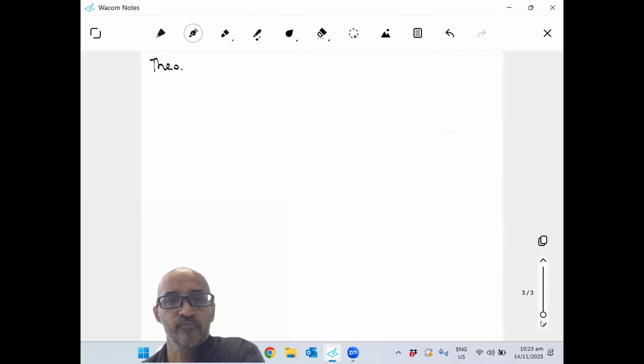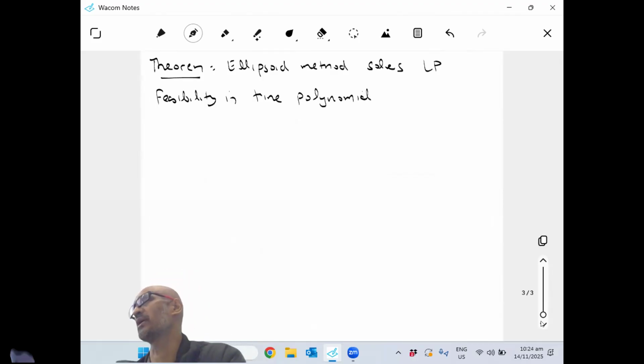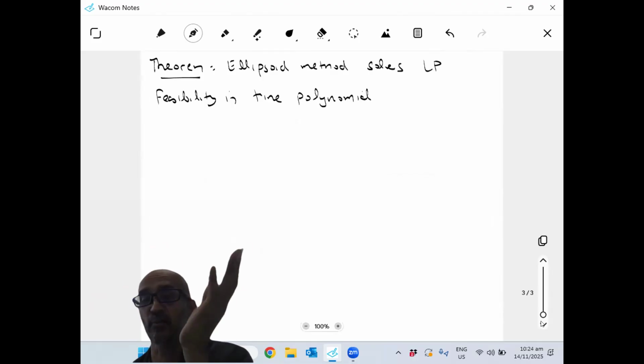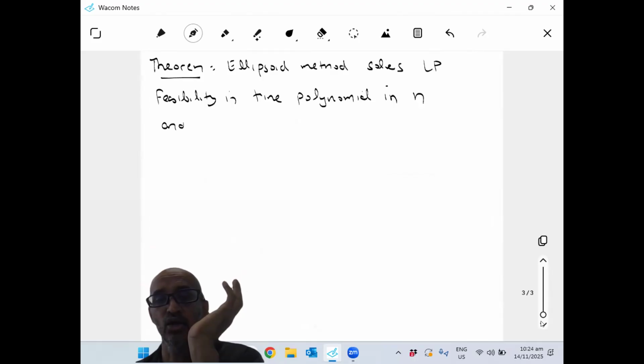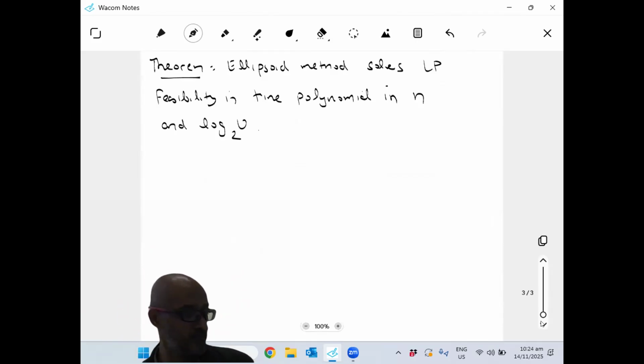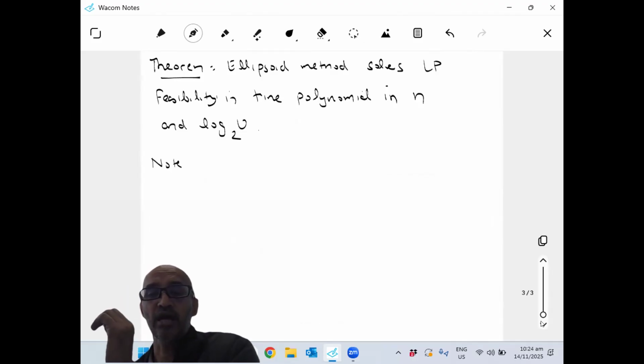So the theorem actually is: the ellipsoid method solves LP feasibility in polynomial time. The exact complexity I'm not interested in, but if you want the exact polynomial degree, the book will have it. Basically, time polynomial in n and log of u, where u is the maximum entry of A, B, and C. This was a very important result in 79 because it showed LP can be done in polynomial time.